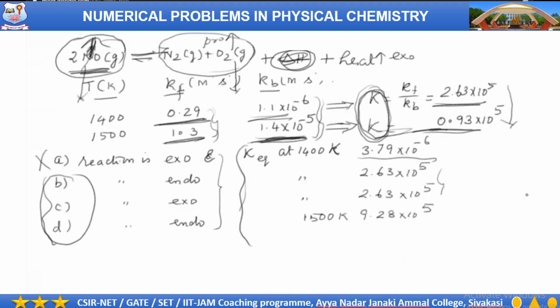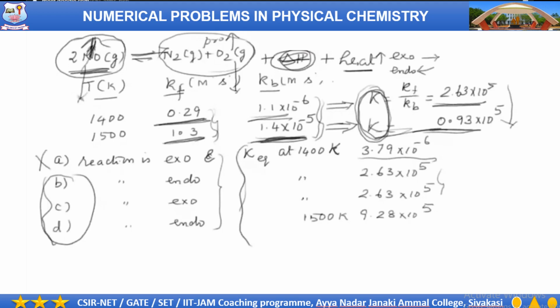Forward is exothermic, backward is endothermic. On the other hand, here it is an endothermic reaction, in which heat is consumed during the reaction. That means the forward reaction is endothermic and the backward reaction is exothermic. That's all about this.